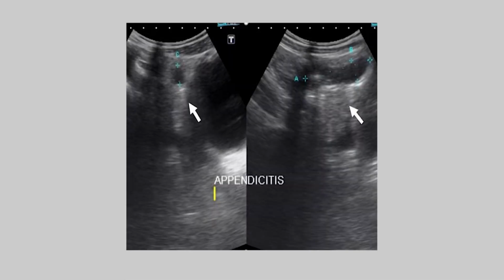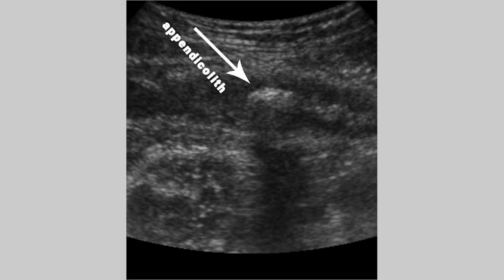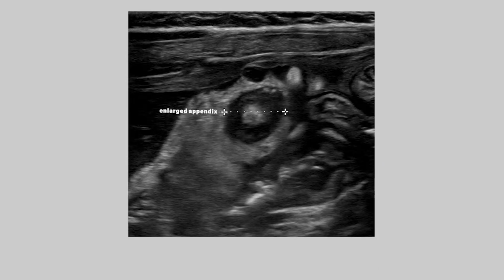In this picture, we have a distended appendix and also an appendicolith within the lumen and increased echogenicity of periappendiceal fat. A thickened appendix containing an appendicolith. An enlarged appendix with periappendiceal hyperechoic structures. Focal pain over the appendix with compression during the procedure is another sign of appendicitis.